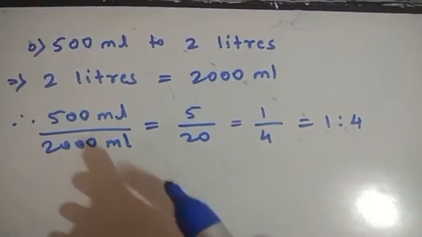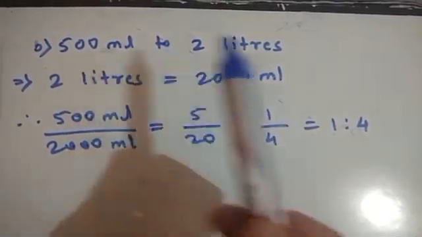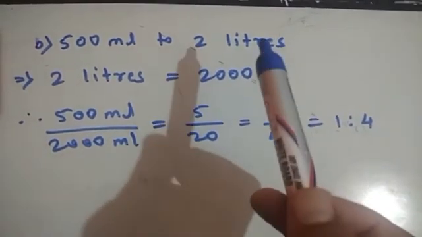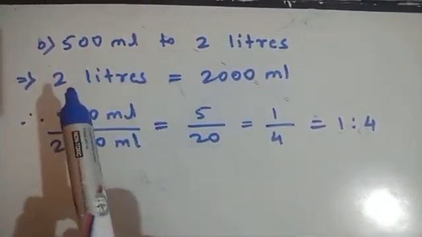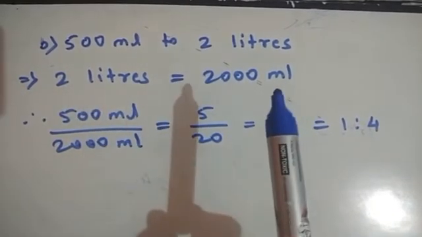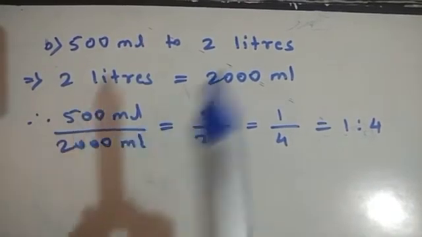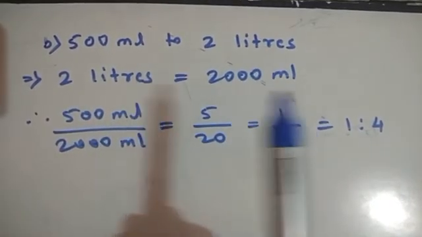One more example you can see here, 500 ml to 2 liters. Now here see one number is in milliliter, another number is in liters. So first convert that liters into milliliter. Therefore we know that 1 liter is equal to 1000 milliliter. Therefore 2 liters is equal to 2000 milliliter. Therefore 500 ml divided by 2 liters means 2000 ml.